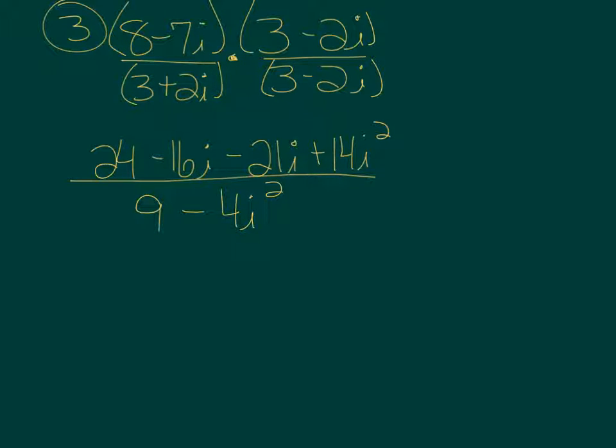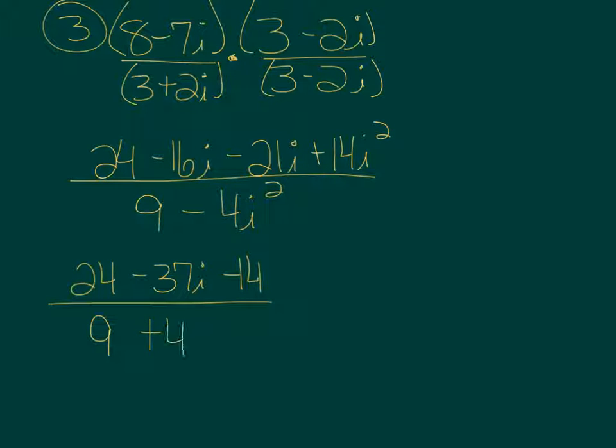I look at the numerator. I have 24. Then I do -16 minus 21. That's -37i. 14 times i squared. i squared is -1, so that's -14. I look at the bottom. 9 and then negative 4 times i squared, that's negative 4 times negative 1, which is going to be plus 4. That's the whole reason we do this, is to get that i to go away in the denominator. We cannot have a radical, and i is the square root of negative 1. We cannot have that in the denominator.